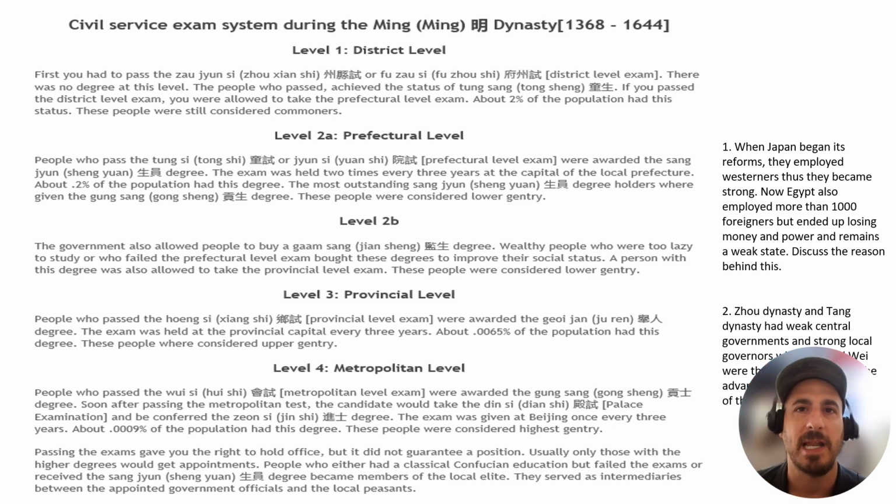But before we get to the Song Dynasty, I want to show you what a civil service exam might look like. This one is one of the last exams given, and I've translated some of it. Now, imagine being a peasant, and here's a question that you're being asked: When Japan began its reforms, they employed Westerners, thus they became strong. Now Egypt has employed over 1,000 foreigners, but they ended up losing money and power and remain a weak state.